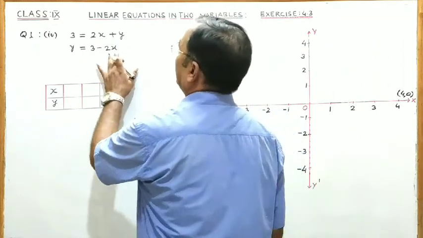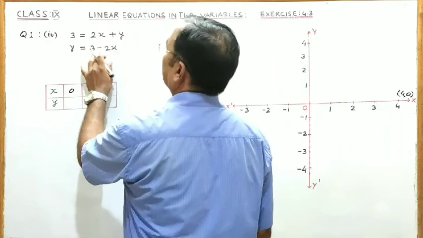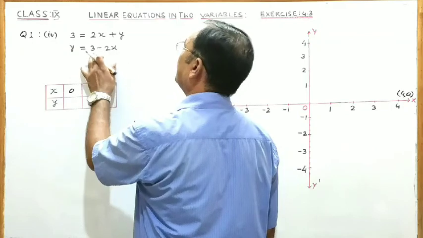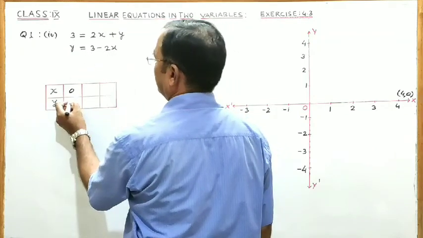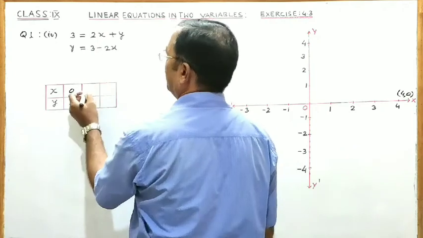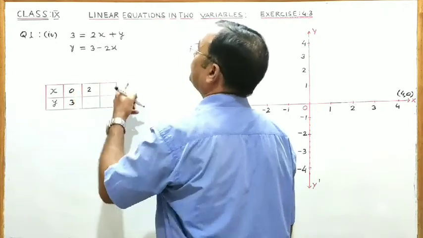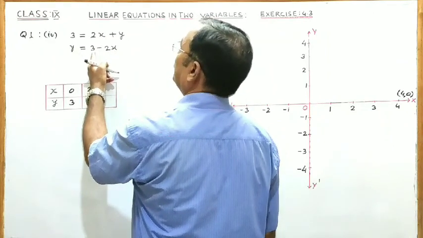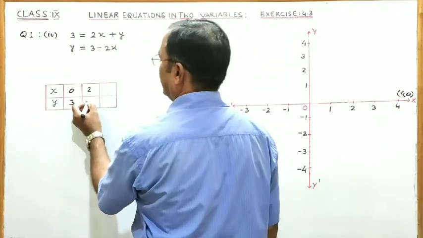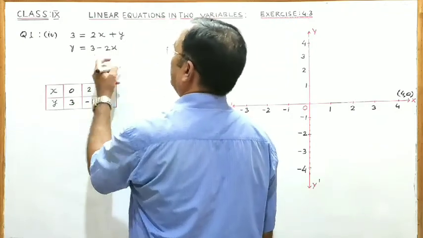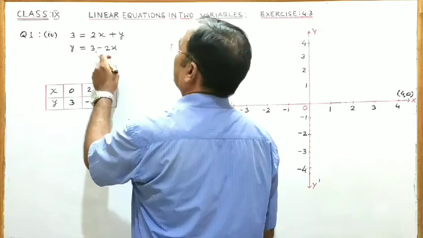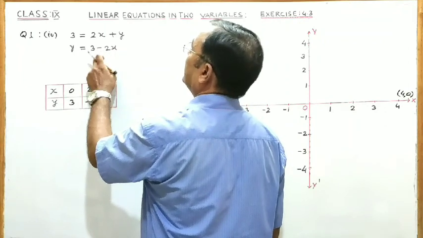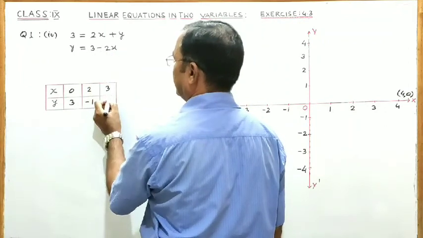If you put x equal to 0, so value of y is equal to 3 minus 2 into 0, 2 into 0, 0, 3 minus 0, 3. If you put x equal to, let's say 2, so 2 into 2, 4, so value of y is equal to 3 minus 4, which is minus 1. If you put x is equal to 3, then value of y is equal to 3 minus 2 into 3, 6. 3 minus 6 is minus 3.